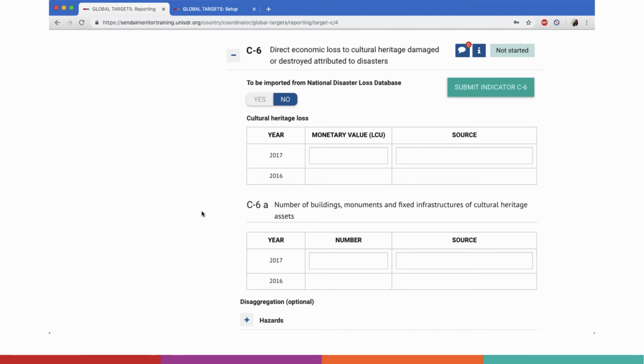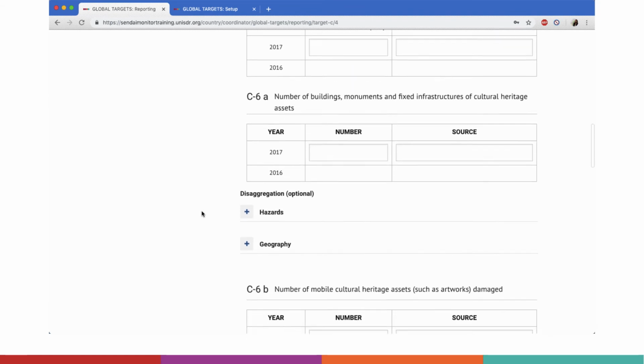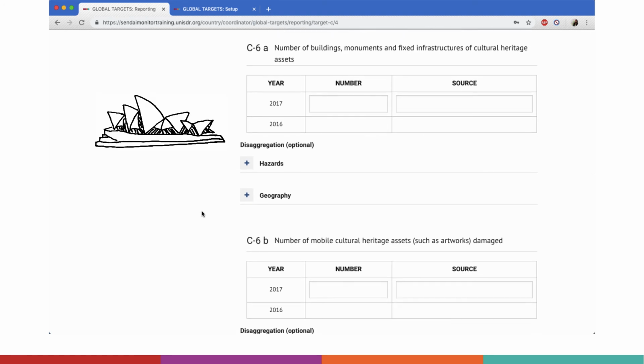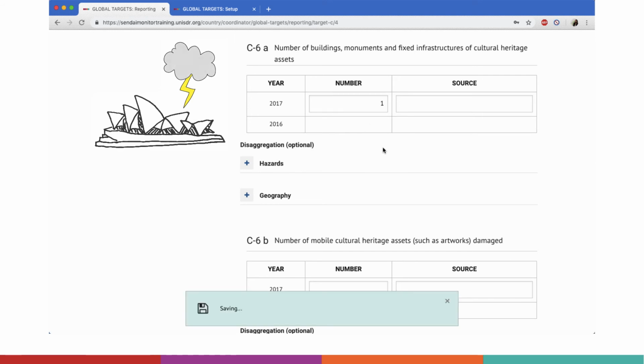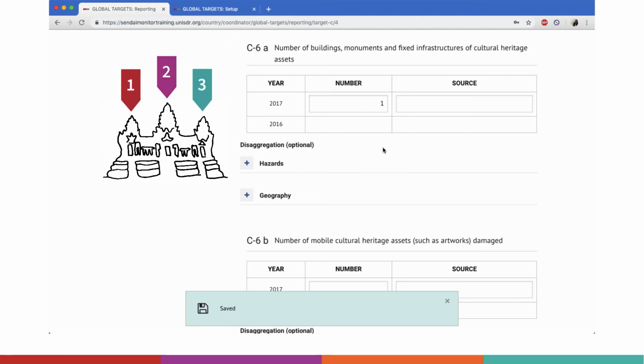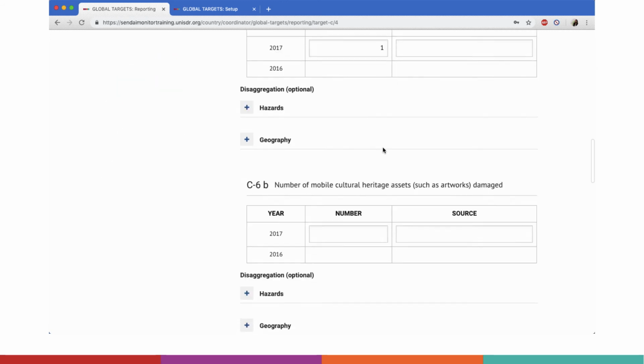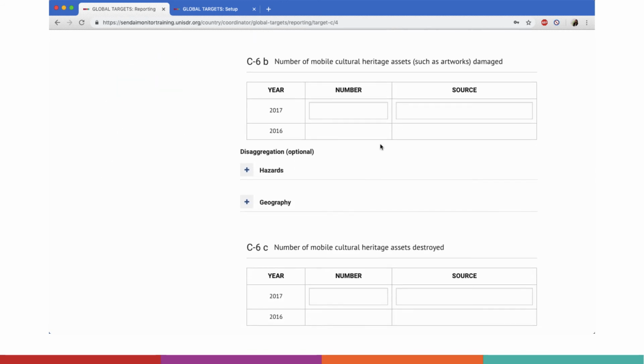Start by entering the number of damaged or destroyed non-movable assets for C6A. For example, if the Sydney Opera House had been destroyed, then you would enter 1 here, as one building had been destroyed. If several buildings within the complex Angkor Wat had been damaged, then the number of buildings damaged would be entered. For C6B, enter the number of damaged movable assets.